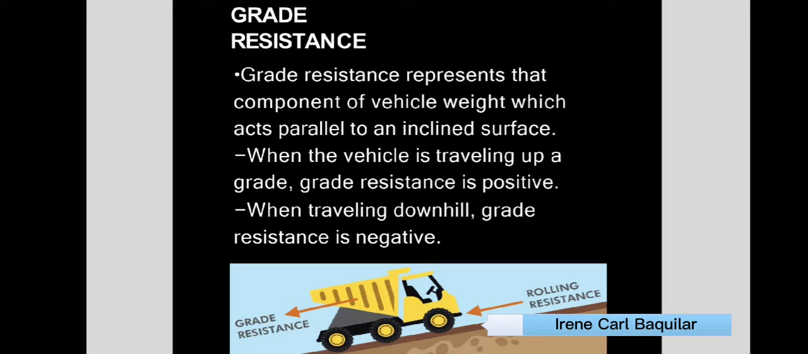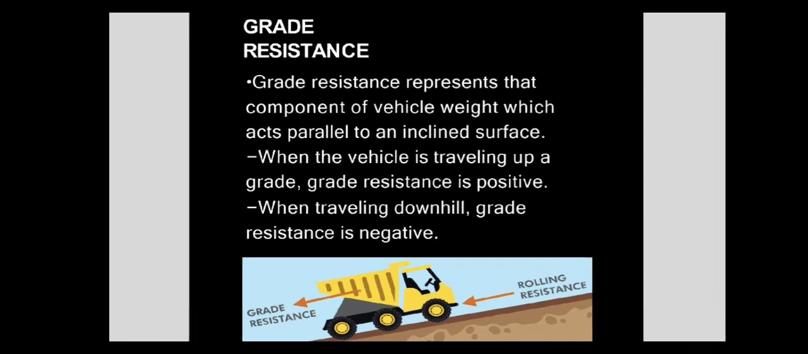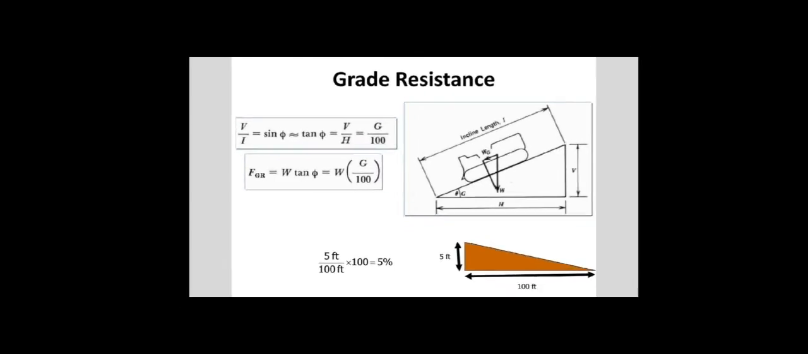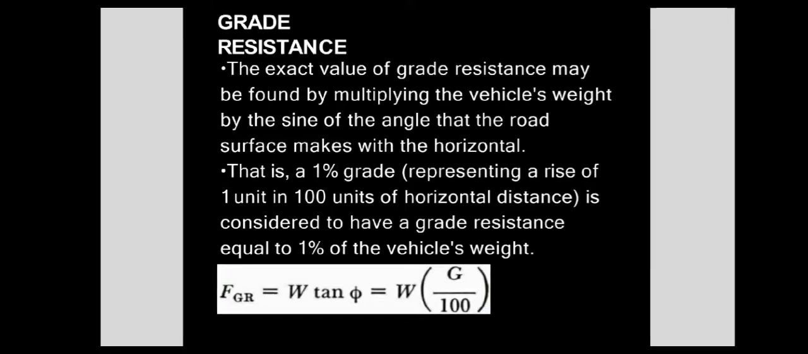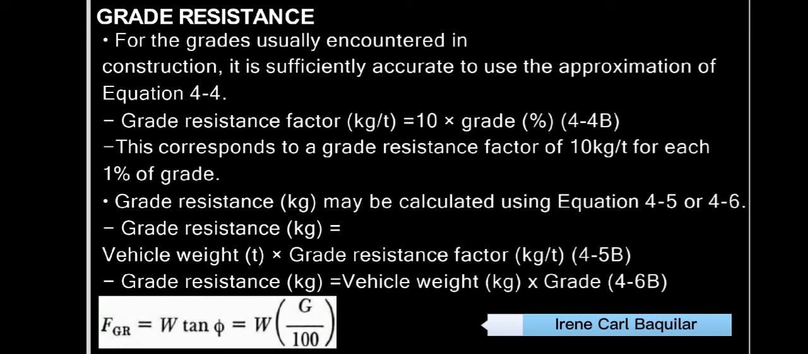Grade resistance represents the component of vehicle weight that acts parallel to an inclined surface. When the vehicle is traveling up, the grade resistance is positive, but if it travels downhill, it is considered negative. The exact value of the grade resistance may be found by multiplying the vehicle's weight by the sine of the angle that the road surface makes with the horizontal. So, the formula is here, and you can see it there for grade resistance.